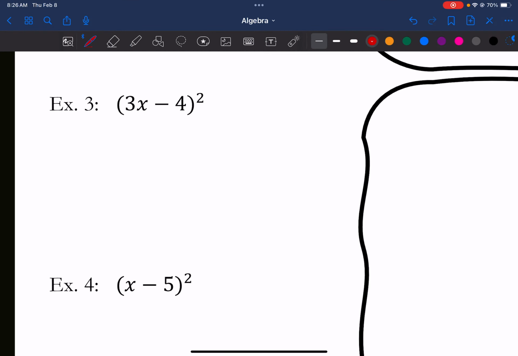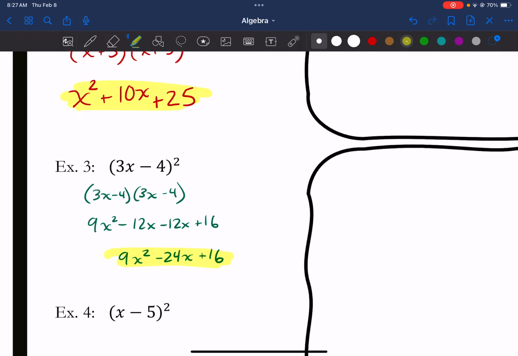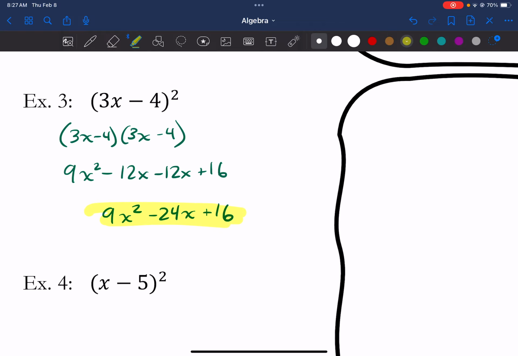This is different because we're taking 3x minus 4 and we're multiplying it by 3x minus 4. So once we multiply it out, you get 9x squared minus 12x minus 12x plus 16. So you get 9x squared minus 24x plus 16. Okay, so if that's my final answer, I'm noticing another pattern, except we're going to have a subtraction sign. This is called a square of a difference.